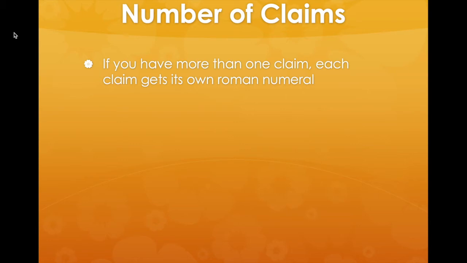So organizing. If you have more than one legal claim, each claim gets its own Roman numeral, and you subdivide within that. You've already done this. You did this on your A5B assignment. All right, so we're going to go now to Word, and I'm going to show you an example of what I mean.